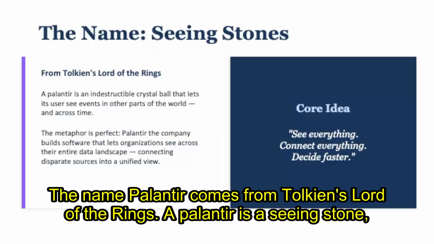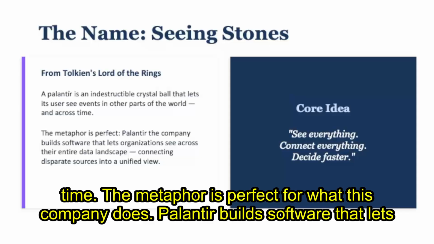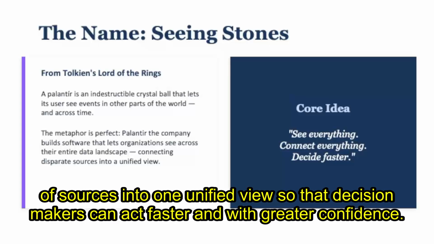The name Palantir comes from Tolkien's Lord of the Rings. A Palantir is a seeing stone, a crystal ball that lets its users see events happening anywhere in the world and even across time. The metaphor is perfect for what this company does. Palantir builds software that lets organizations see across their entire data landscape, connecting information from dozens of sources into one unified view so that decision makers can act faster and with greater confidence.